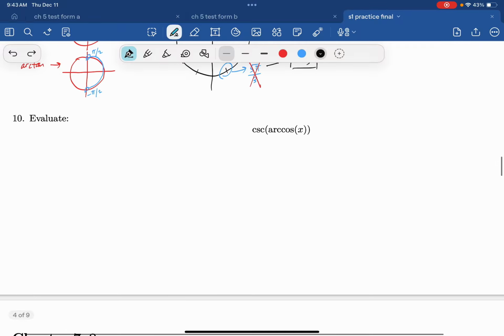Okay, here we have a composition of trig functions and inverse trig functions. To solve these, we always need to draw a triangle somehow, okay? So we're first going to do an intermediate step. All right, this is how we solved it. We solved it by writing theta equals arc cosine of x. So what does that tell us? That tells us that cosine theta equals x, right? And so if cosine theta equals x, we're able to draw a triangle.